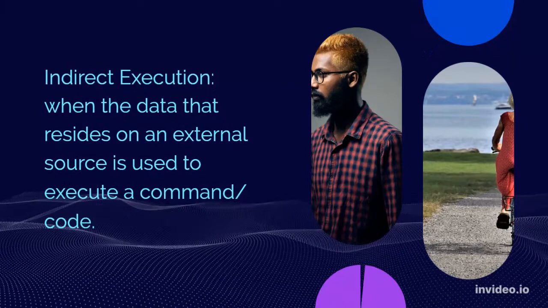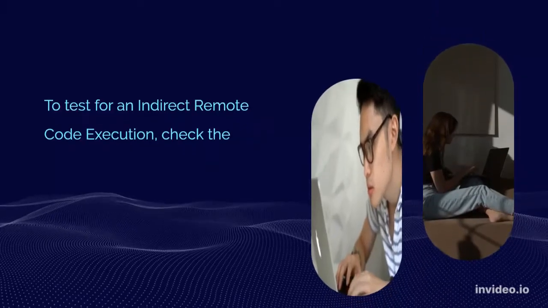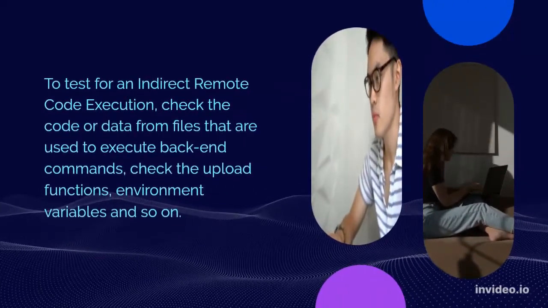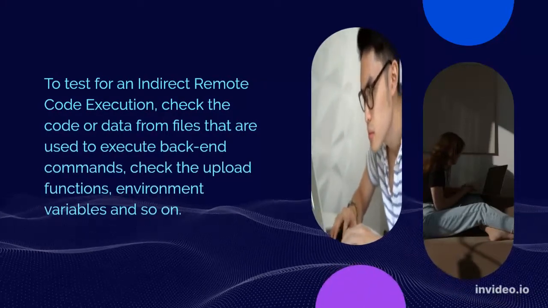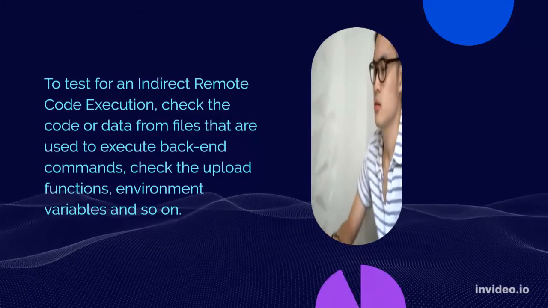Indirect execution, when the data that resides on an external source is used to execute a command/code. To test for an indirect remote code execution, check the code or data from files that are used to execute backend commands, check the upload functions, environment variables and so on.